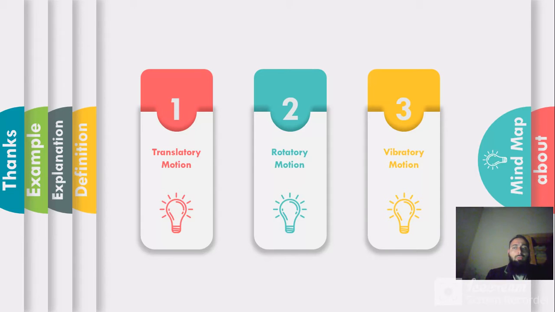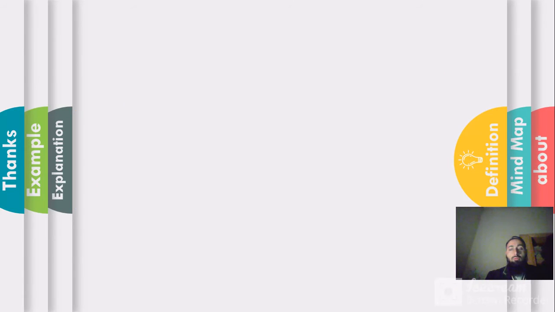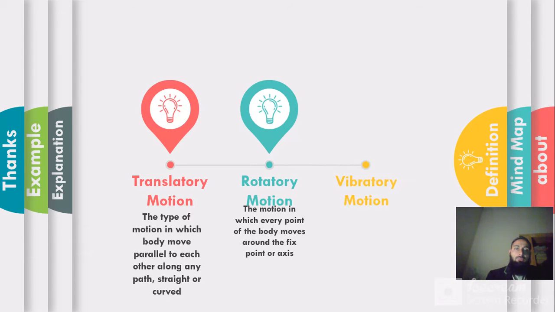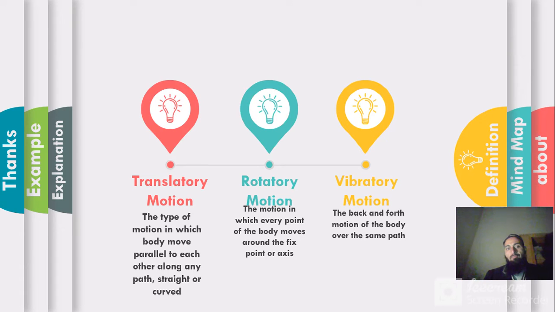First of all, we discuss motion. What is motion? A body is said to be in motion if it changes its position with time. There are three kinds of motion.